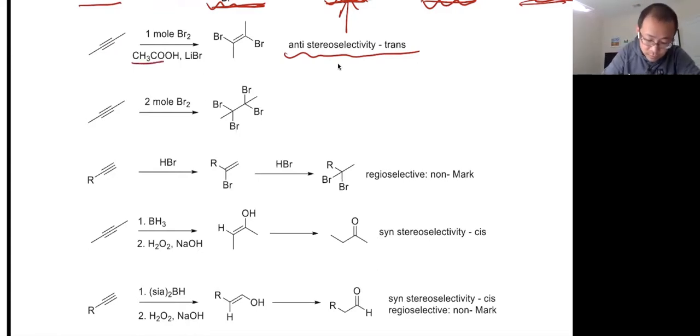Of course, adding Br- to the reaction mixture will increase the stereoselectivity, make the trans become more dominant. This is treating with 1 mole of Br2. Again, trans alkene. If I treat it with 2 moles, of course, you convert the triple bond to a single bond, you get a tetrabromo product. That's very straightforward.